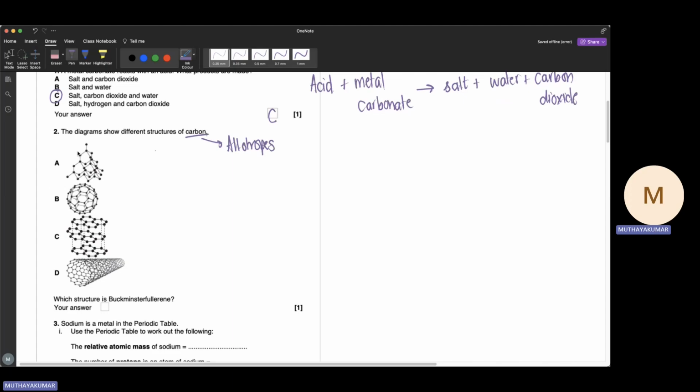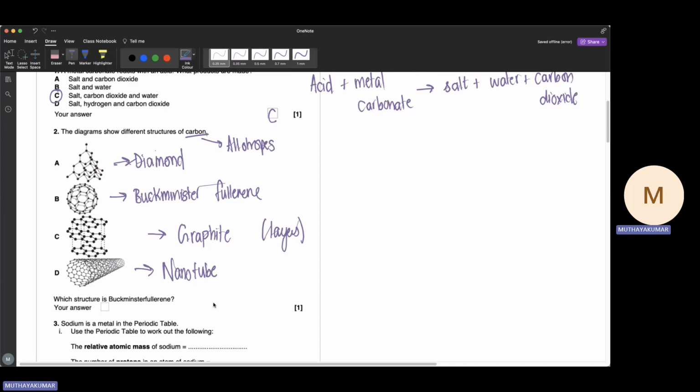So structure A is diamond. Structure B is Buckminster fullerene, so that is going to be our answer. C is graphite. Graphite is quite easy to identify because graphite has layers. It's made up of layers called graphene. And the last one is a nanotube. The answer here is B.